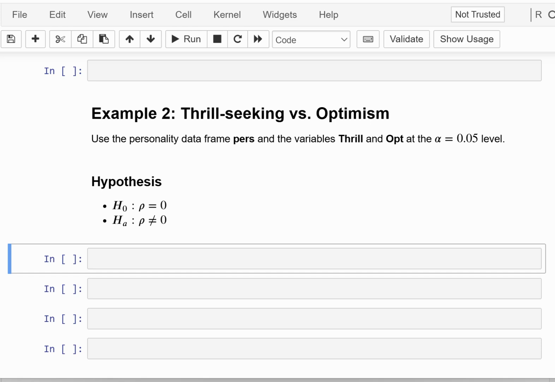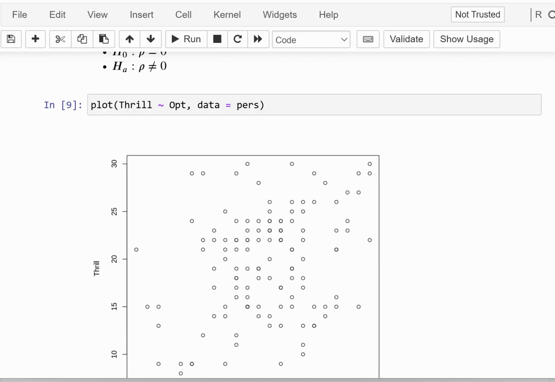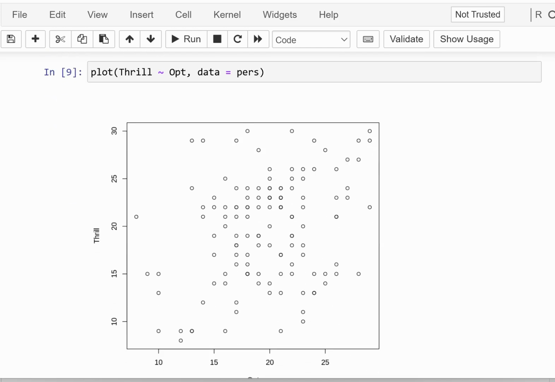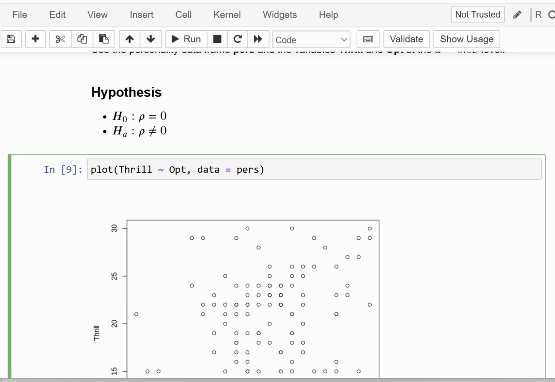So there's our hypothesis, and we want to do a scatter plot. So remember, we're going to do a plot of this but we're going to do the statistical formula thrill.opt, okay, and we're going to do data equals pers, okay? And that works out great, but what's the problem? We don't have the line of best fit superimposed on it. So what are we going to do to fix that, right?